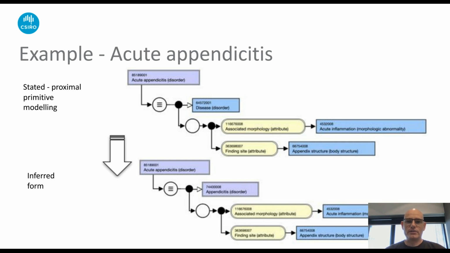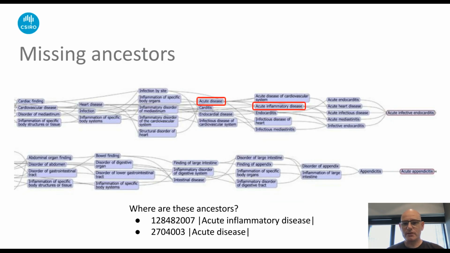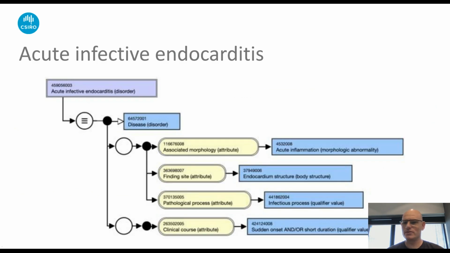So continuing on into an example, acute appendicitis. This is the way that acute appendicitis is stated in the International Edition against the proximal primitive parent disease, with the associated morphology of acute inflammation and then a finding site of appendix structure. So that infers, much as we'd expect, that acute appendicitis is an appendicitis. But if we have a look at some of the other concepts that are similar, so looking at acute infective endocarditis, we'll notice that it's a descendant of both acute disease and acute inflammatory disease, which really acute appendicitis should be too. So where have these gone?